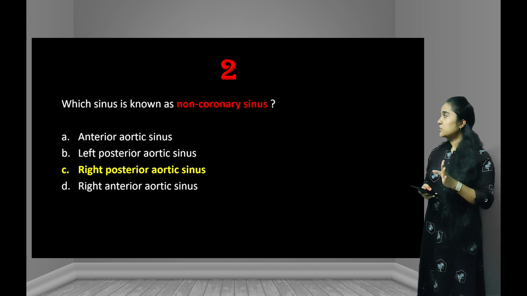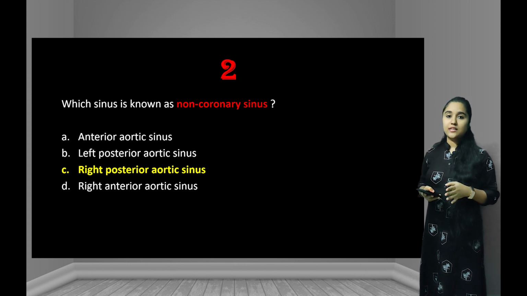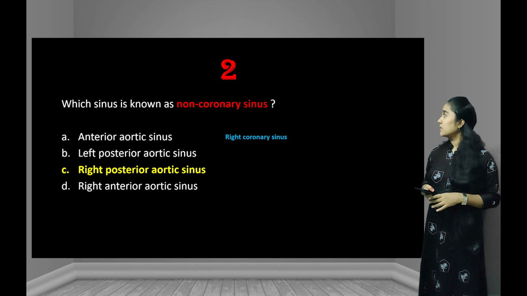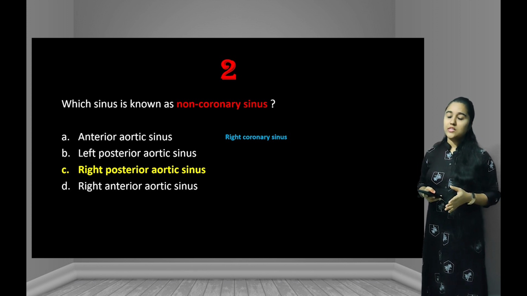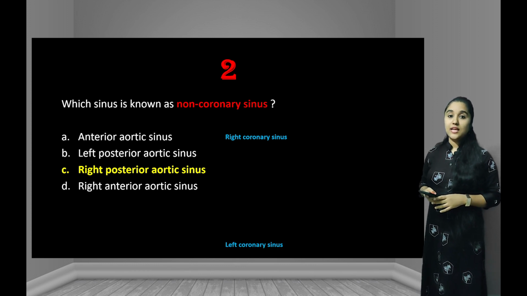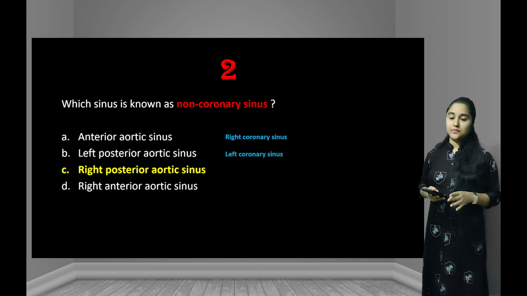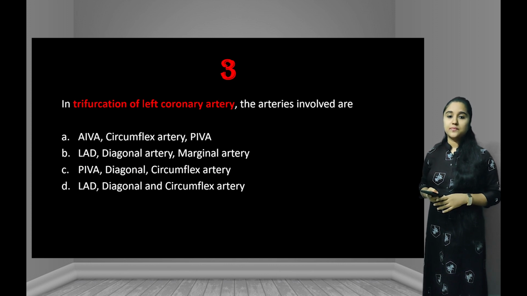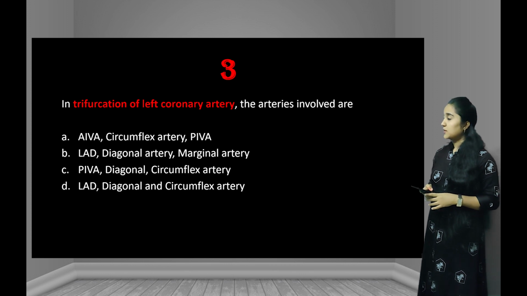Now we have to know that the anterior aortic sinus is also known as right coronary sinus, because the right coronary artery takes origin from the anterior aortic sinus. That's why it is clinically known as right coronary sinus. Whereas the left posterior aortic sinus is known as left coronary sinus clinically, because from there the left coronary artery arises. Now we'll see the third question.